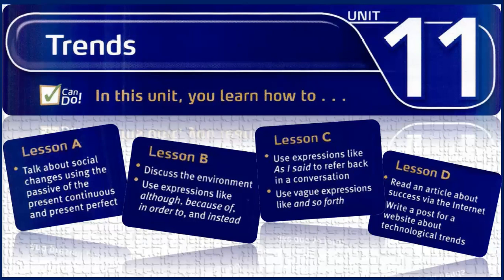Lesson A, talk about social change using the passive of the present continuous and present perfect. Good, perfect. Lesson B, discuss the environment. Use expressions like although, because of, in order to, and instead. Very good. Lesson C, use expressions like as I say to refer back in a conversation. Use expressions like and so forth.